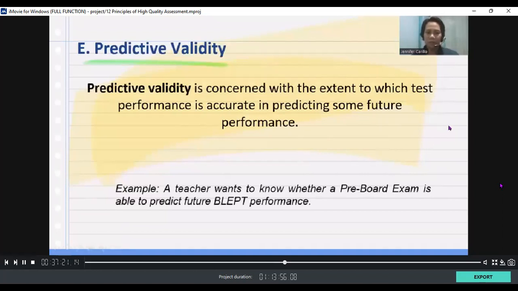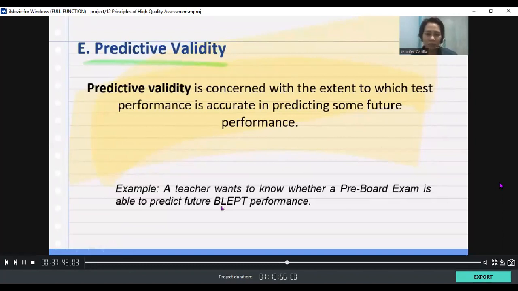So for example, a teacher wants to know whether the pre-board exam is able to predict future BLEP performance. So in your 4th year, you will take a pre-board exam. Okay? It will serve as your initial experience before taking the LET.